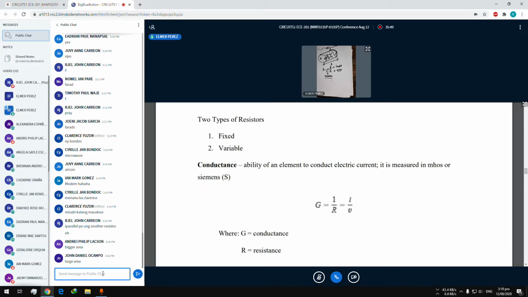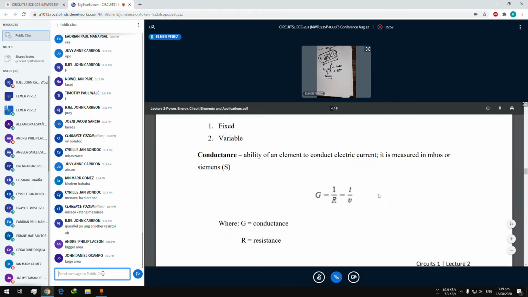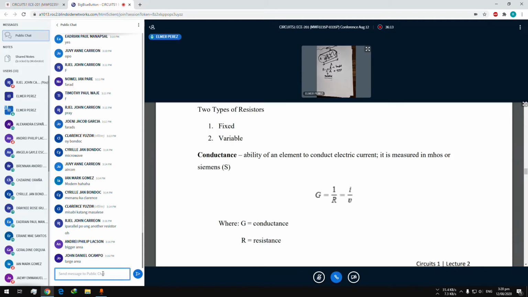Next, conductance is the ability, ayan, nasabi ko na to kanina, di ba? Mhos or siemens. Okay, so ang conductance is actually the reciprocal of resistance. Reciprocal, 1 over R. Kung ano yung resistance mo, i-reciprocal mo lang, yun yung conductance.